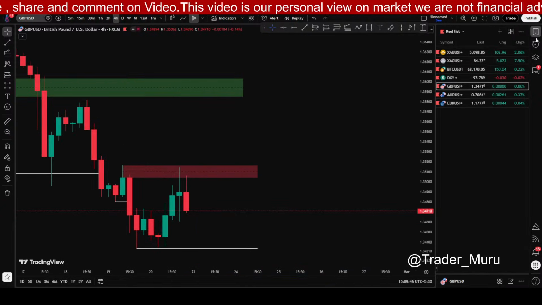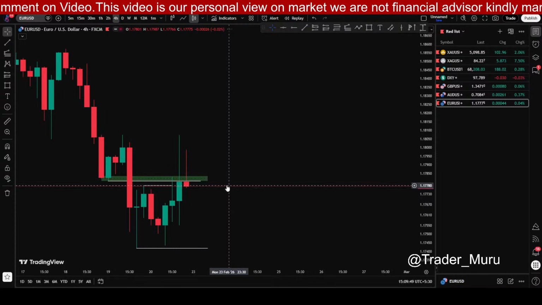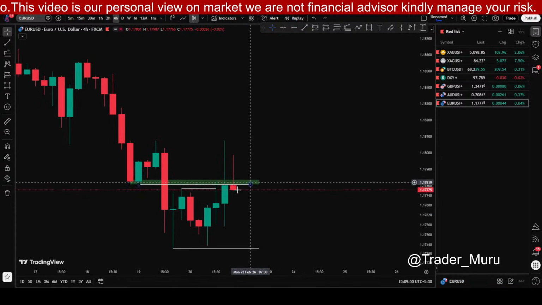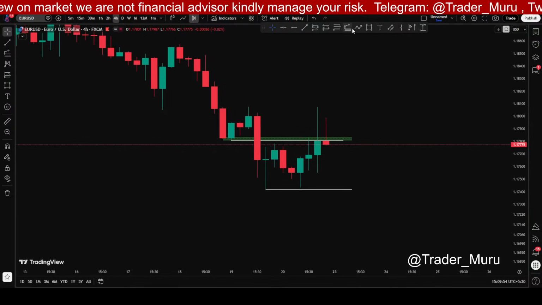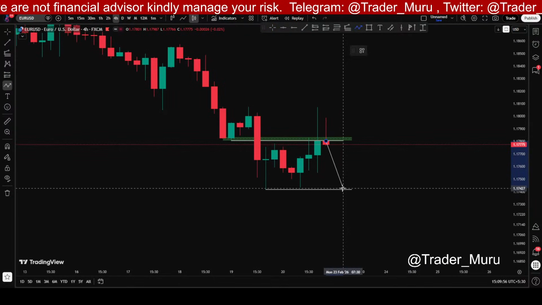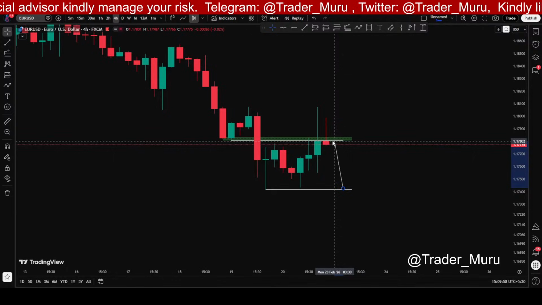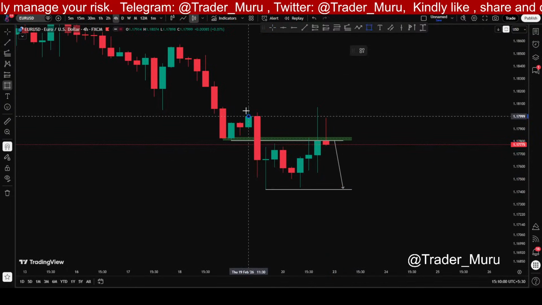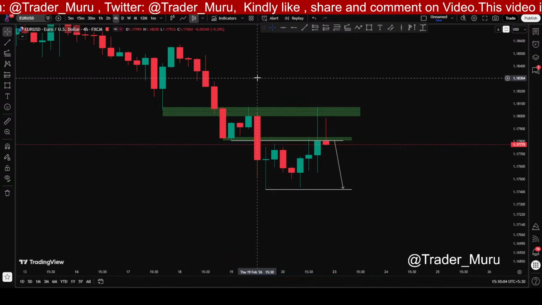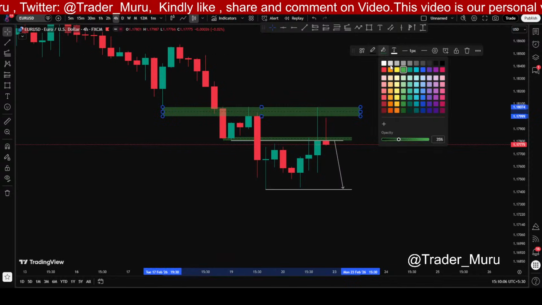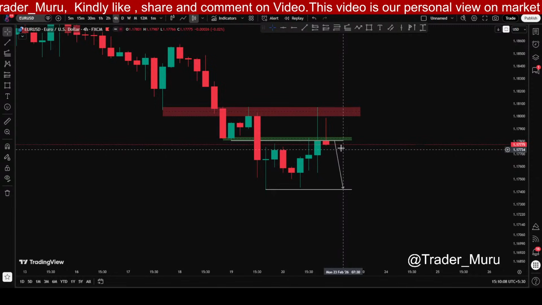GBP is bearish, and so is Euro here. This is rejection area. Next target will be this low.